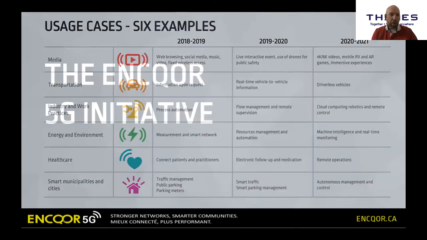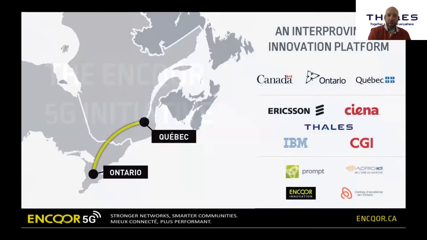Now, what is ENCQOR? ENCQOR, like it was presented briefly, is a program that was put in place by three governments: the federal government, the government of Ontario, and the government of Quebec. We have five anchor partners in this program. We have Ericsson, which developed all the wireless communication. We have Ciena, which developed everything linked with fiber optic communication, which is essential in 5G. We have IBM, which developed some photonic components that go in the 5G.